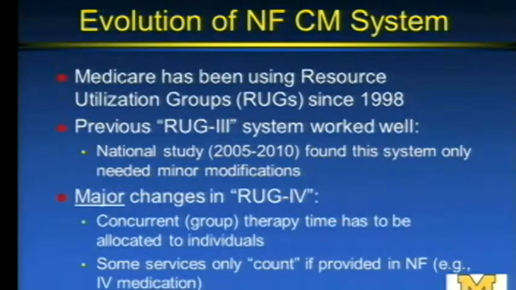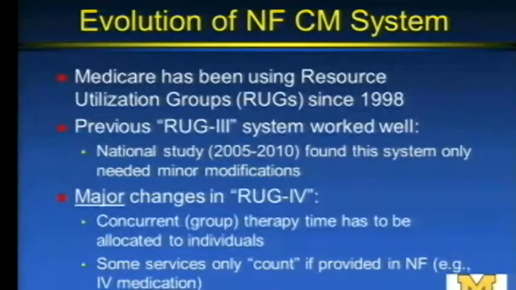So how do we get to where we are now? We're suggesting that the system being used in Arkansas be RUG-4, Resource Utilization Group's Roman numeral 4, the 4th version of it. Medicare has been using RUG since 1998.